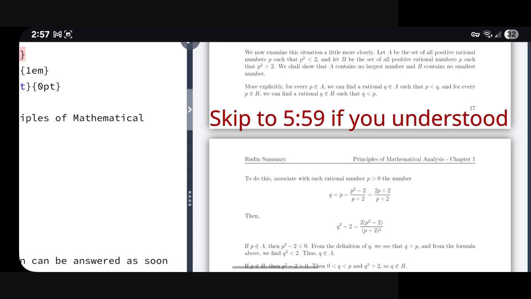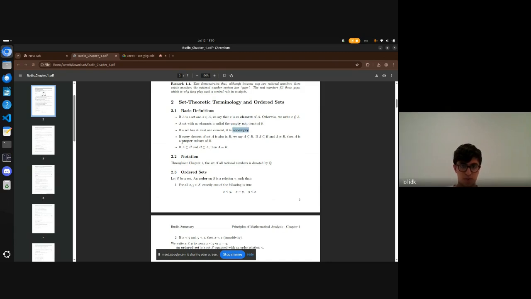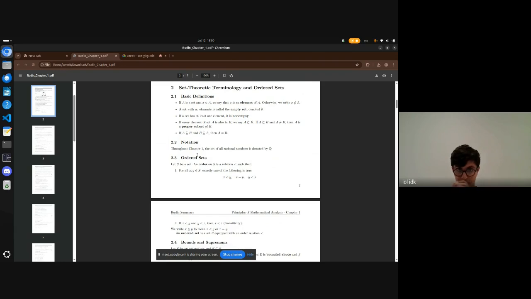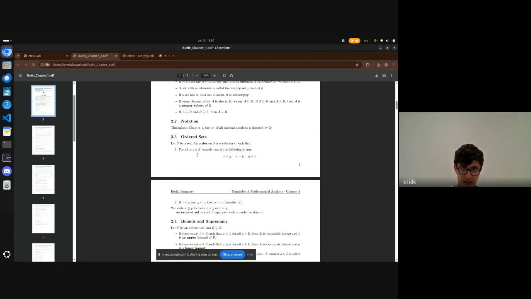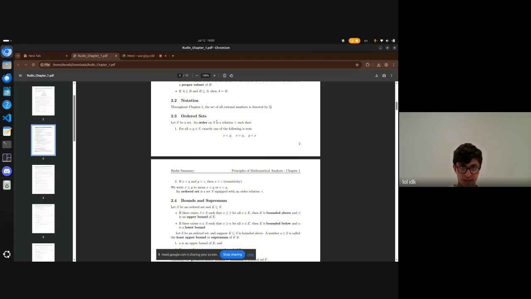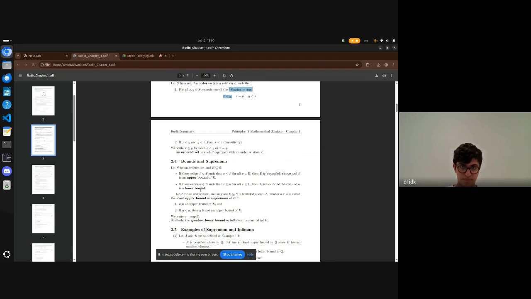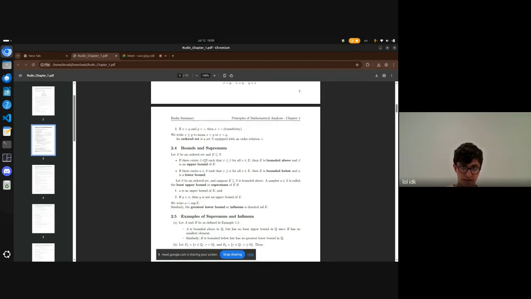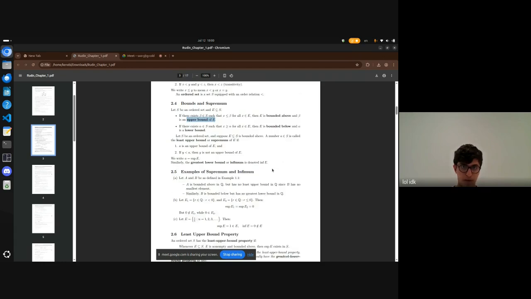Here we introduce the idea of sets, elements, empty set, non-empty sets, proper subsets, which I think are taken for granted. And ordered sets: an order on a set S is a relation that is such that one of the following is true, and there's transitivity in it. And if there exists b in S and x is less than or equal to b for all x in E, then we say E is bounded above, and b is an upper bound of E. And likewise, if it's greater than, we say it's bounded below, with a lower bound.